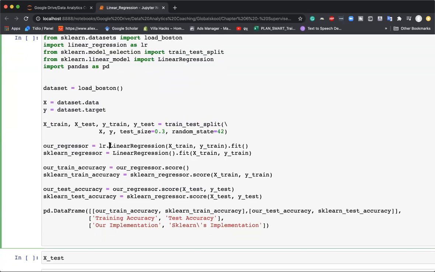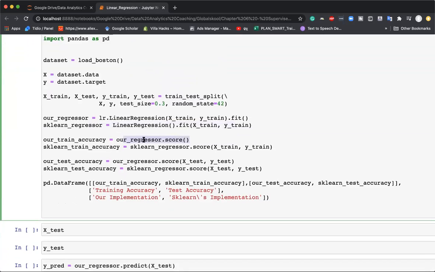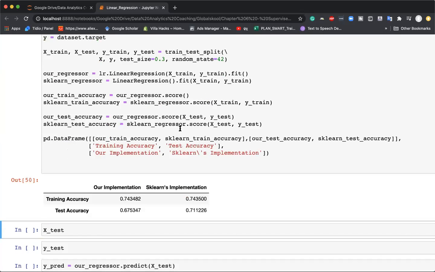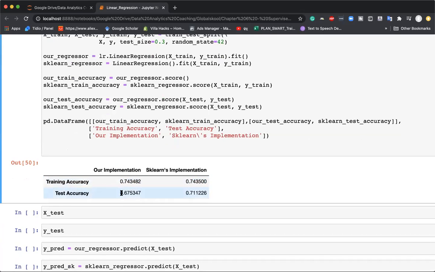We take our regressor and fit our model. We take scikit-learn's model and fit that model. Then we call our accuracy to find out our training accuracy and scikit-learn's training accuracy. And we compare our test accuracy with scikit-learn's test accuracy and put that into a data frame. So when we execute this, very interestingly, we can see our implementation gave us almost the same training accuracy as scikit-learn's implementation, and a little bit less accuracy on the test set.